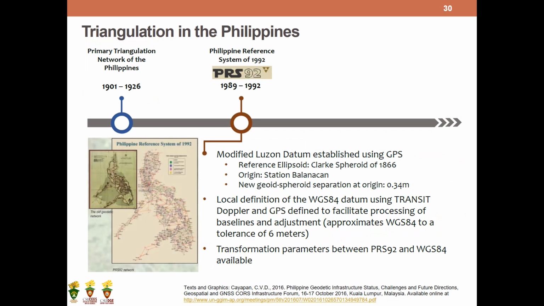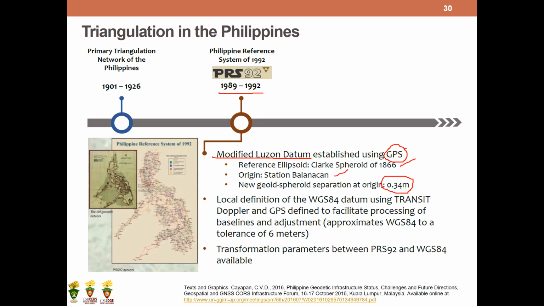And then next is, it was upgraded into Philippine Reference System of 1992 or PRS-92, which began in 1989 to 1992. So this was a modified Luzon Datum. Same lang gyapon ang iyang reference ellipsoid, si Clark spheroid of 1866, and it was established through GPS technology. Iyang origin the same, Station Balanacan, and naa siya geoid spheroid separation at the origin, which is 0.34.